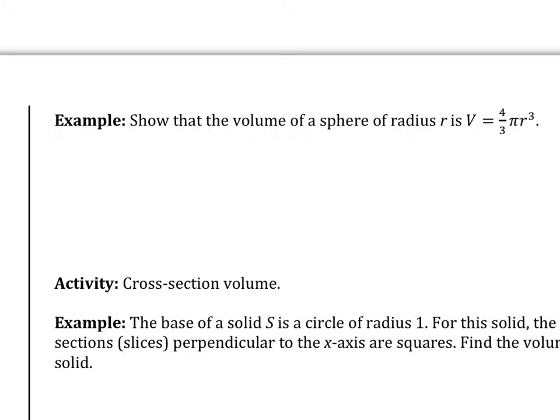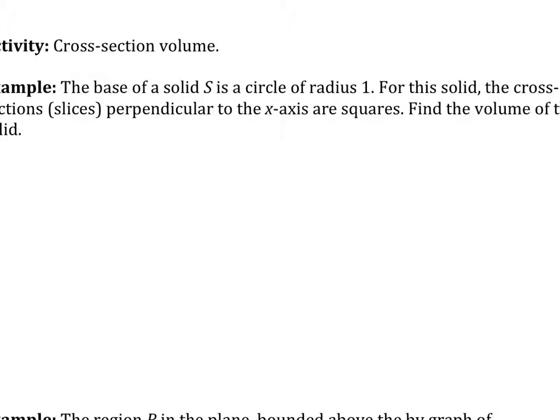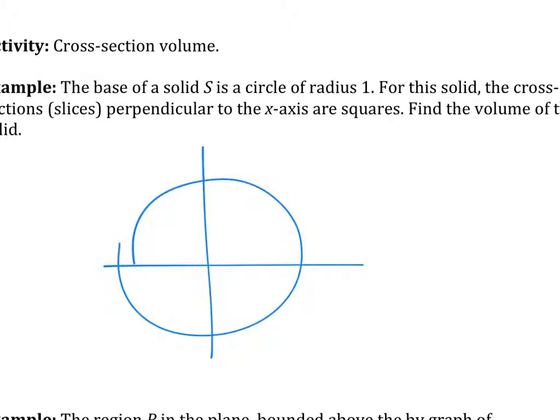First question. Actually, we'll skip that one. Okay. The base of a solid S is a circle of radius 1. For this solid, the cross-sections, which are the slices, perpendicular to the x-axis are squares. Find the volume of this solid. Okay, so let's draw the circle first. This is the base with a radius of 1. And from this, we're going to create some squares.